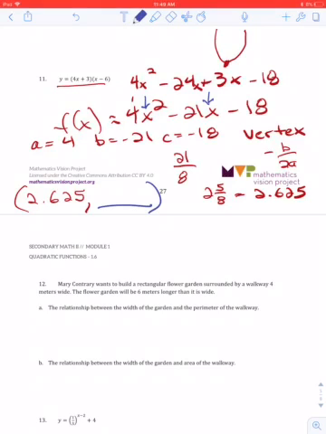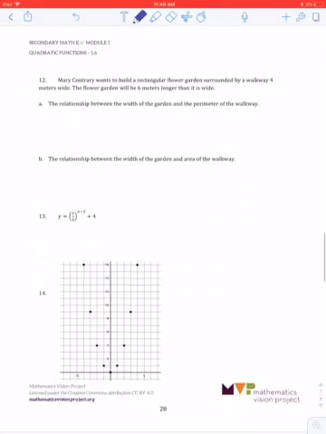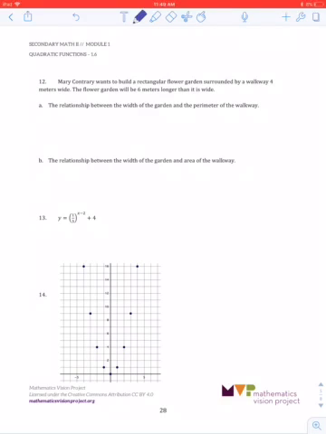Okay, main reason I made the video was for number 12. So let's talk quickly about number 12. I like it as a problem, but if I had written it, I would have written the instructions differently.